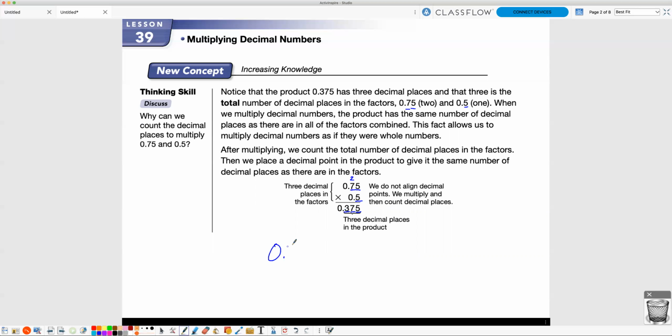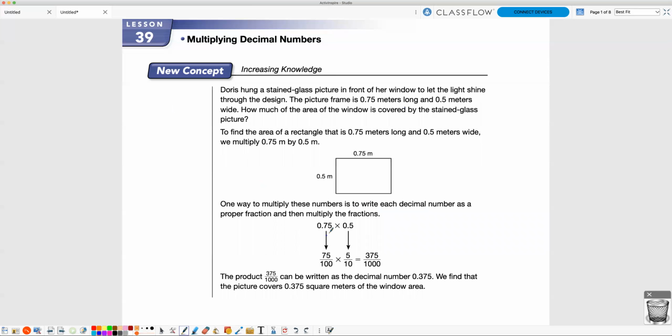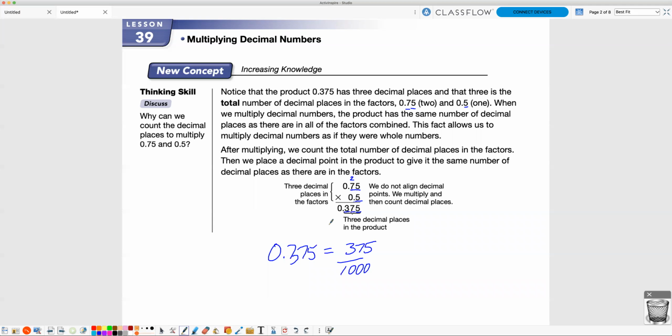375 thousandths is the same as 375 thousandths. So you could look at it like a fraction, like it was here. 75 hundredths times 5/10 is 375 thousandths. Or you could look at it like a decimal, 375 thousandths. That's the same amount.